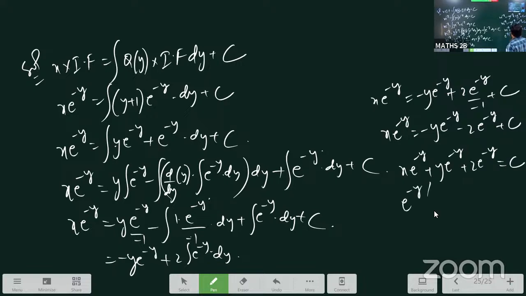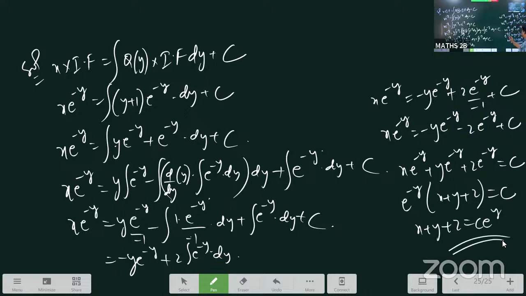Take e power minus y common. Then e power minus y, you bring it to the denominator, it comes to the numerator as c e power plus y. Is it clear? Very important sum. This one also, he asked in 4 marks 2-3 times, right?